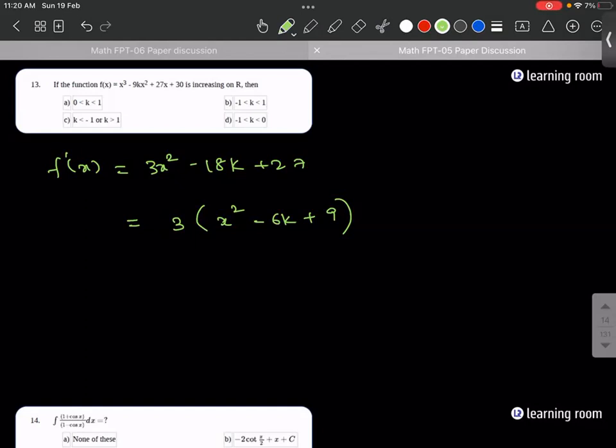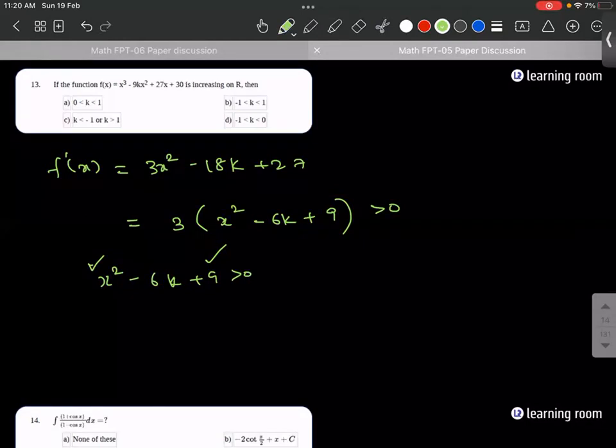Right. So my question is, for this to be increasing on R, for this to be positive, then x square minus 6kx plus 9 should always be greater than 0. x square is always positive, 9 is always positive. Then what should be the value of k for which the function will be increasing on R?